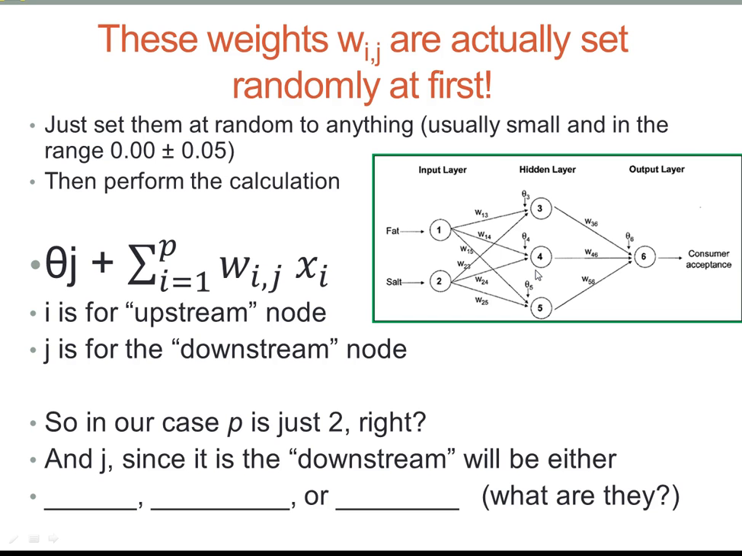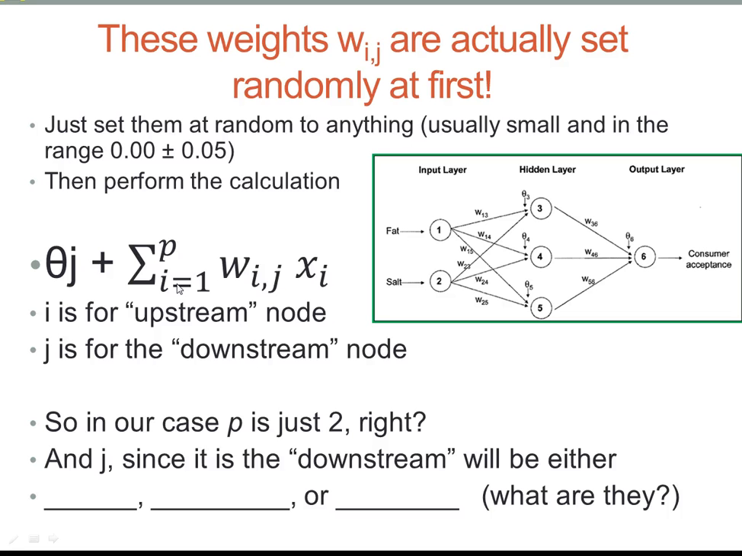Let's see. What is this notation, by the way? It says i equals 1 to p. That makes it more complicated. But what's our p in our case? We're going from 1 to what? Just from 1 to 2. So p is just 2. They're just being more general there because we might have more than just fat and salt as predictors. In our case, we only have p equals 2 predictors.